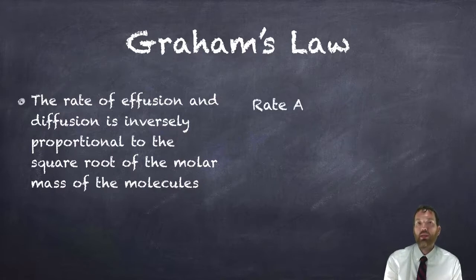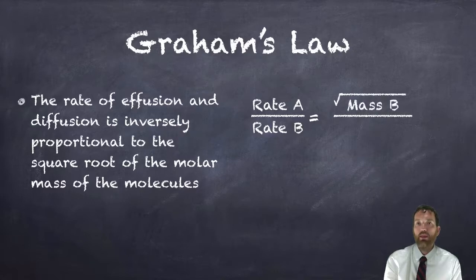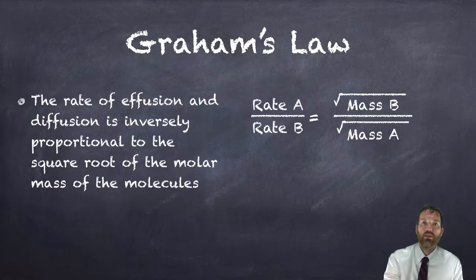So this is what it looks like in a formula. The rate of gas A compared to the rate of gas B is equal to the square root of mass B divided by the square root of mass A. So this is the inverse relationship here. Whatever gas you have on the top, when you're comparing them, you need to remember to put on the bottom. You also need to know how to use your square root key correctly on your calculator.